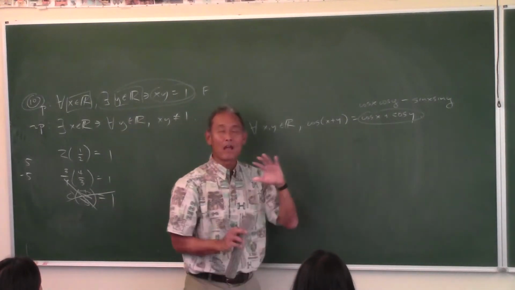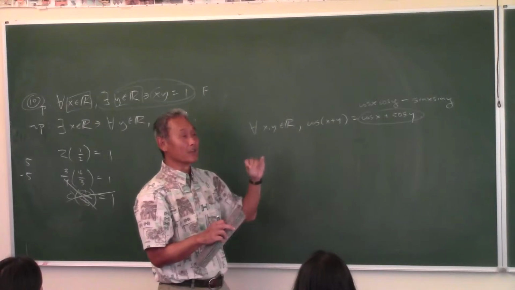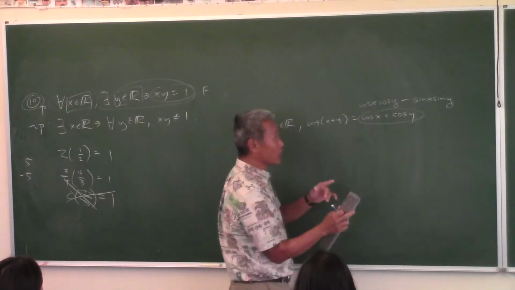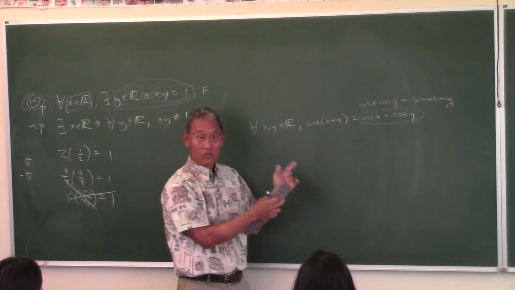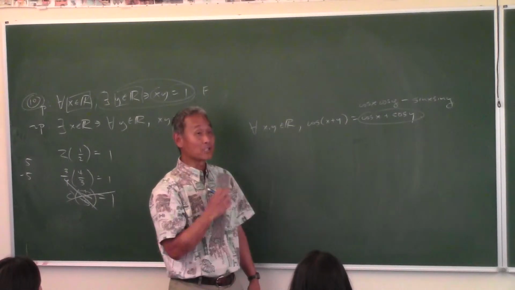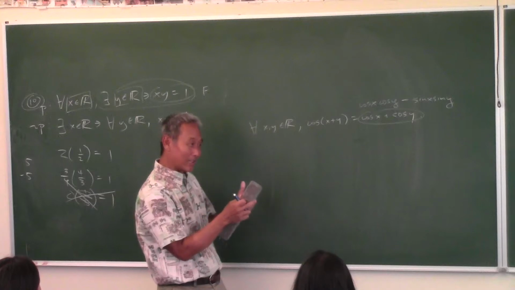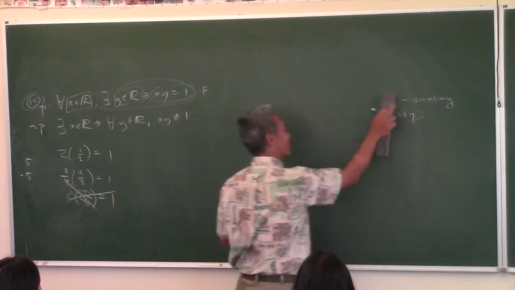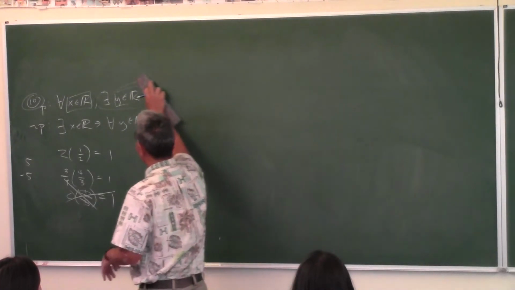Don't worry, you don't have to be responsible for this identity until we get to trigonometry. But you should know that it's false though. You should know that you can't just distribute the cosine, right? That's what I expect. You might not remember the correct identity, but you gotta know that you just can't distribute the cosine. That's a fatal error.